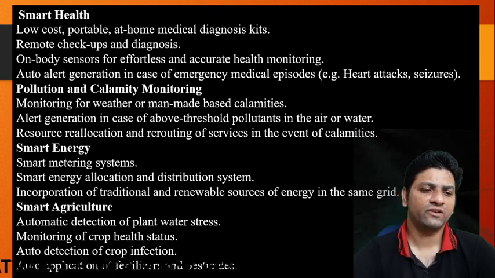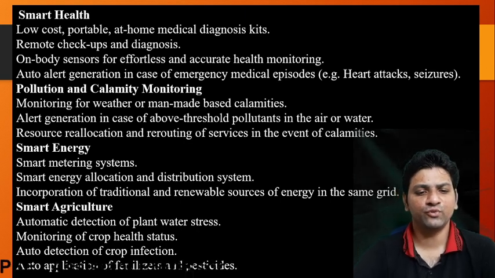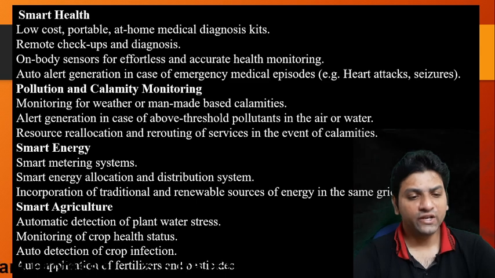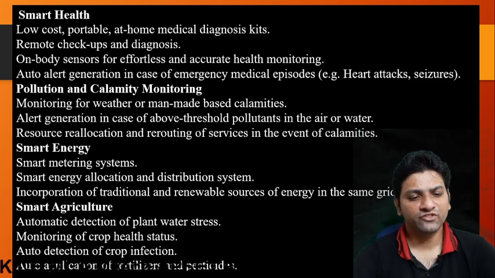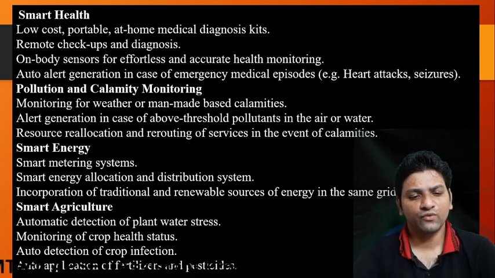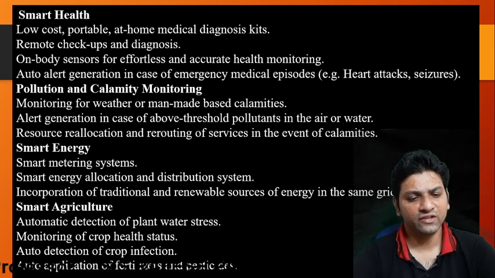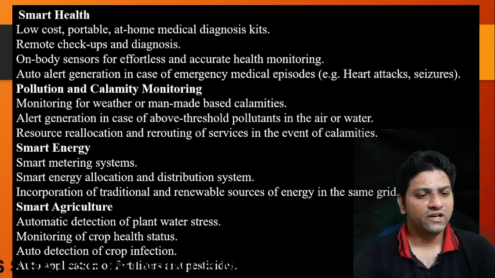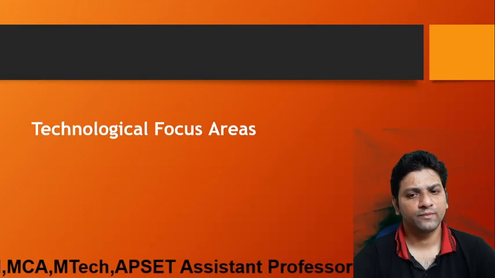Smart energy: smart metering systems, smart energy allocation and distribution systems. Smart agriculture: automatic detection of plant water stress, monitoring of crop health status, auto detection of crop infection, auto application of fertilizers and pesticides. These all are the applications.